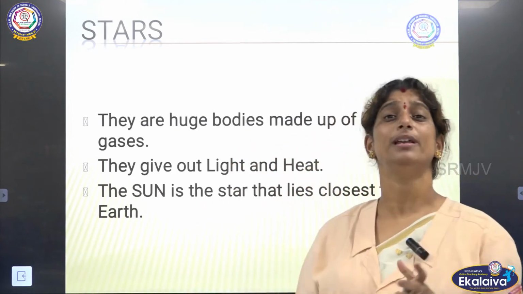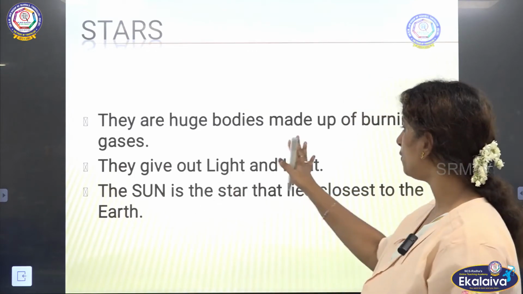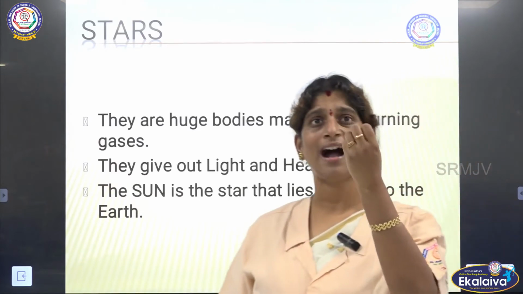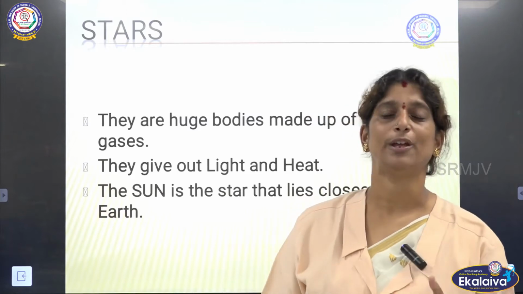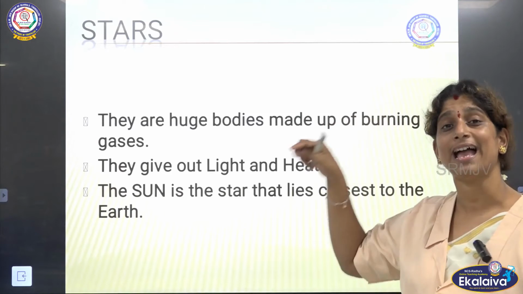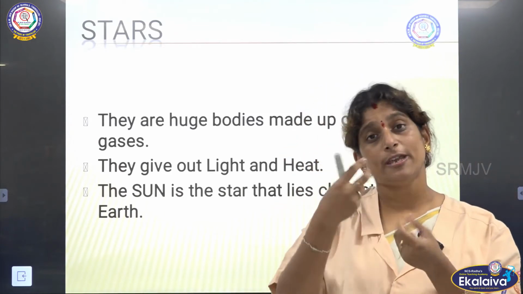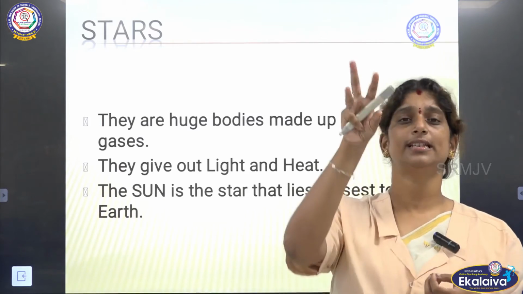Okay, they are much bigger in size than what we think. They are huge bodies made up of burning gases. So how are they shining? How come they have light? That is because they are huge bodies which have burning gases, which means some gases in the stars keep on burning. Because of that, it gives us light.